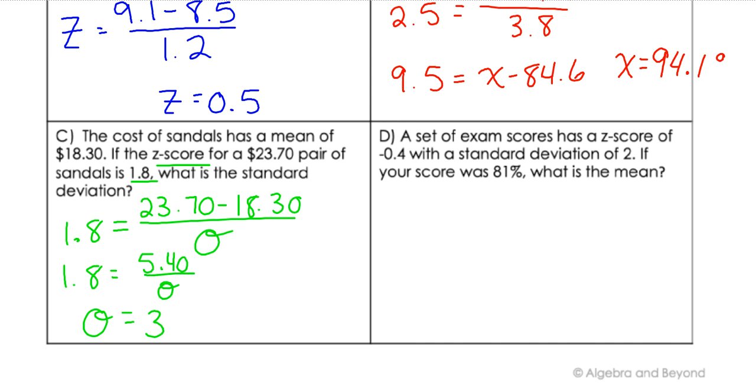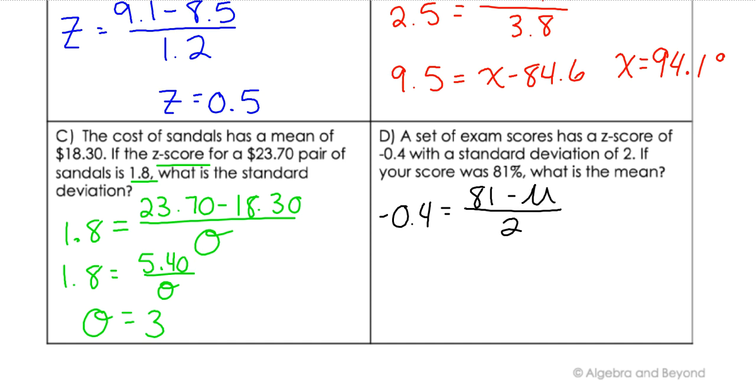All right, let's look at example D here. A set of exam scores has a z-score of negative 0.4. I'm going to write that down, with a standard deviation of 2. If your score was an 81, what is the mean for that test?